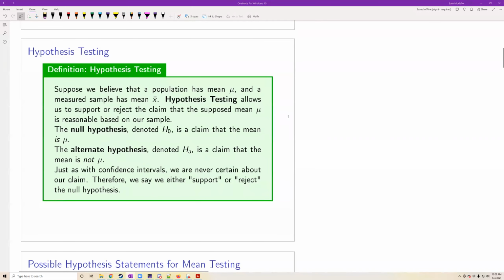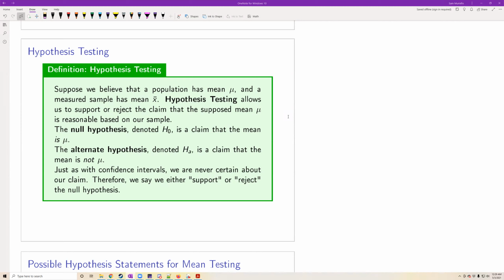So, hypothesis testing. Suppose we think that a population has a certain mean, and then we took a sample, and we found the sample has some other mean. Maybe this mean is off by a little, maybe it's off by a lot. Hypothesis testing allows us to support or reject the claim that the supposed mean mu is reasonable based on the results from our sample.